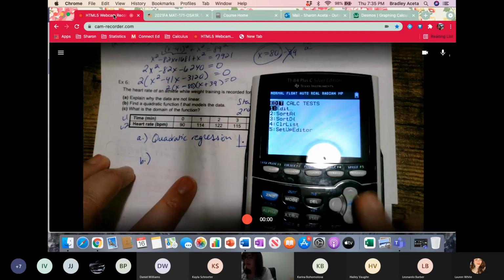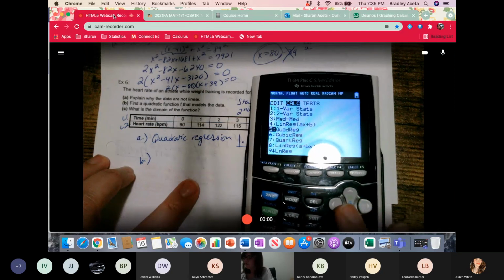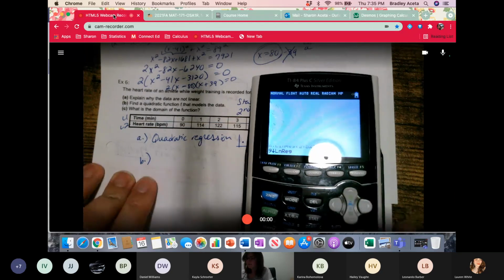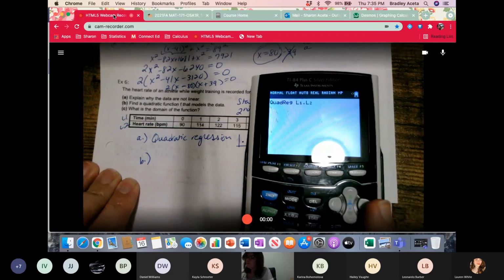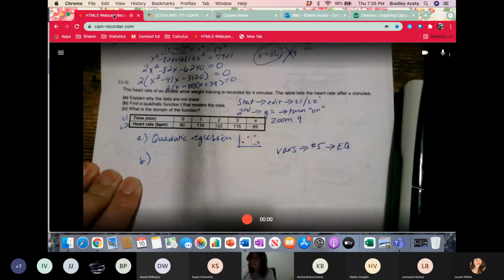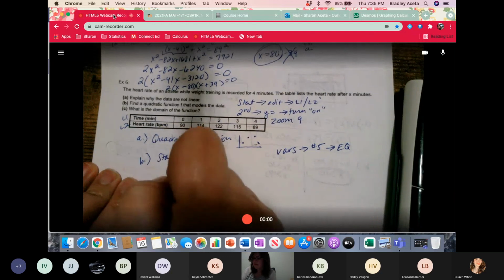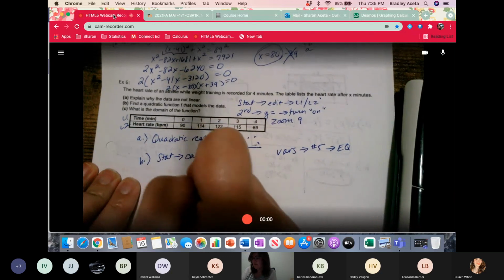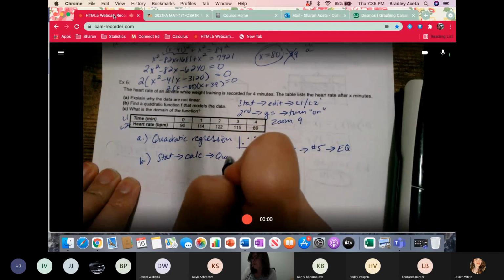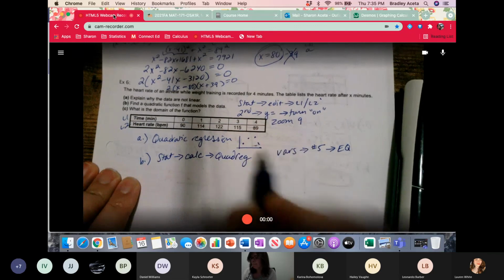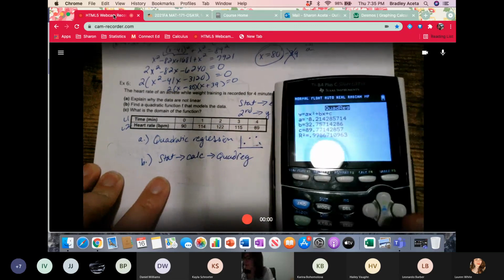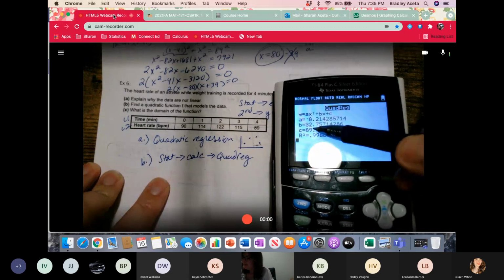I want to go Stat, Calc, Quadratic Regression. My bad. I'm sorry. There it is. Let me write this again. Stat, Calc, Quad Reg. And then they give you the A, and they give you the B, and they give you the C, and you just plug it in.